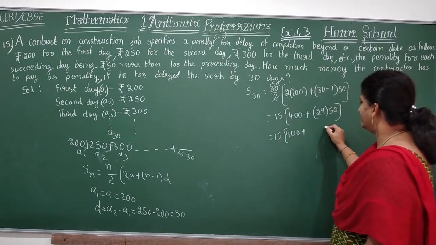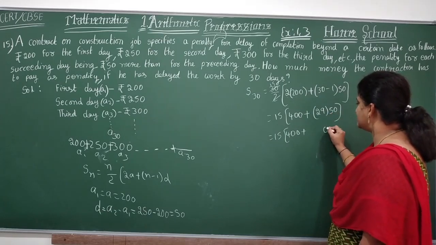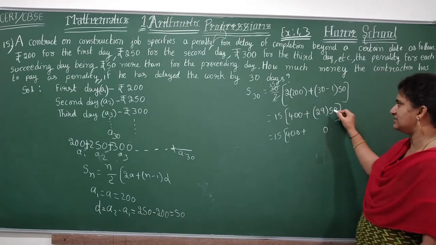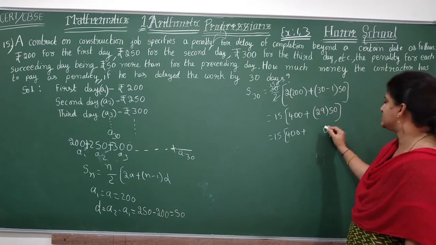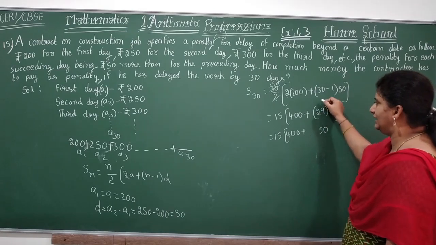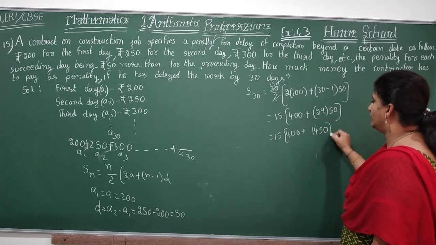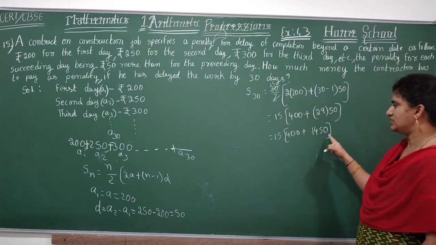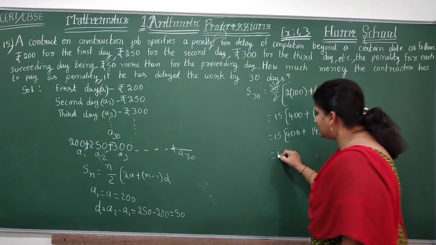So be careful. So how to multiply easily here? 0 you take as it is. 9 5s are how much? 45. 5 2s are 10. 10 plus 4, 14. So 1450. Add this, children.